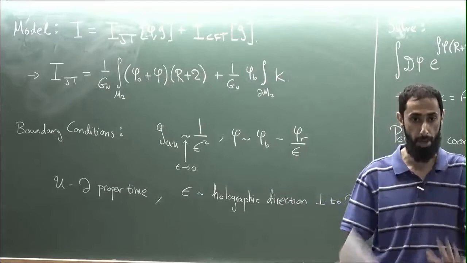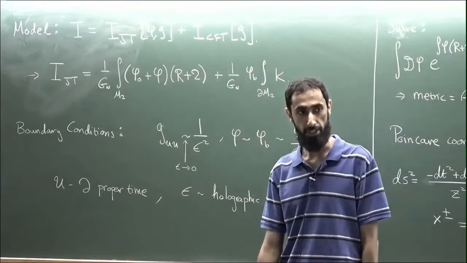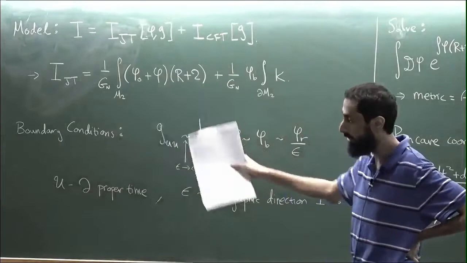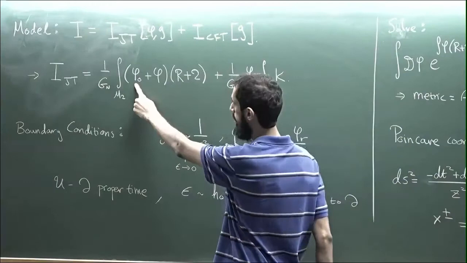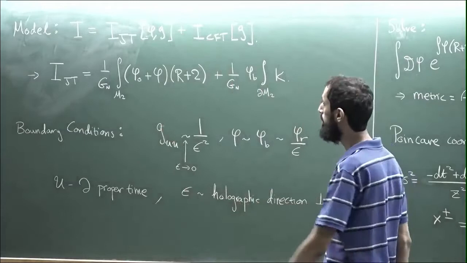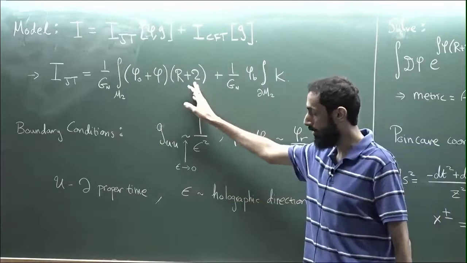Let's focus first on the gravitational sector, which is JT gravity, that's given by this action. It has a dilaton phi, it has phi naught, which is just a constant, which is going to be responsible for the ground state entropy, but I'm going to ignore phi naught for the most part. And there's a Ricci scalar term and a cosmological constant term, and also a boundary term.